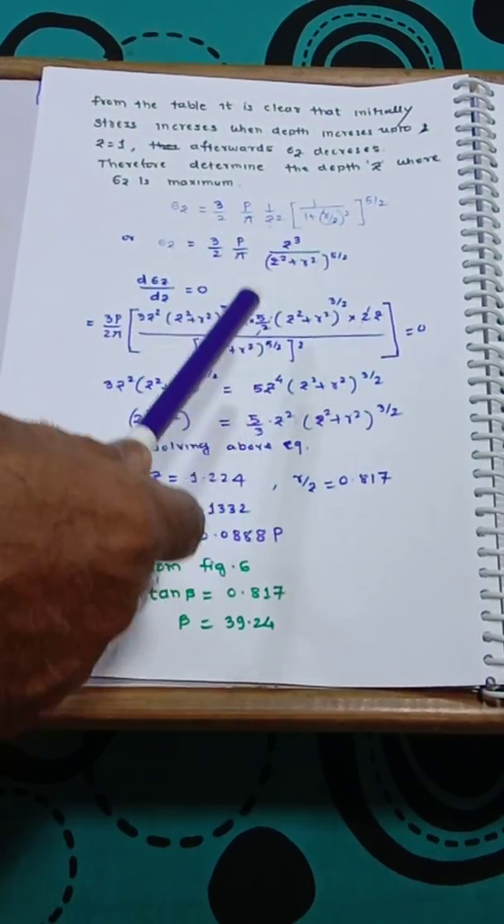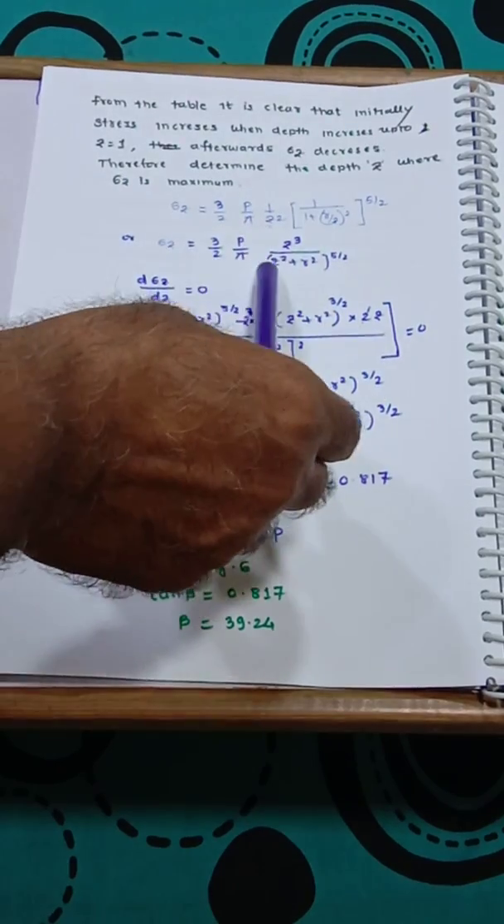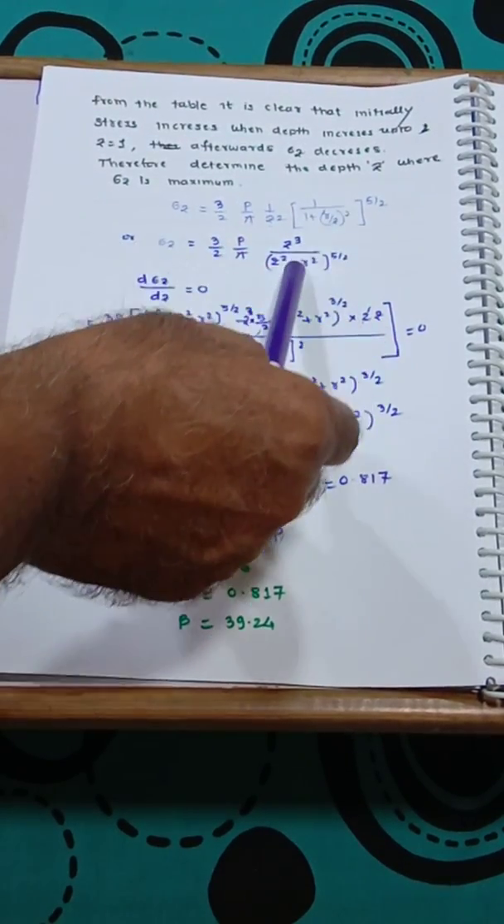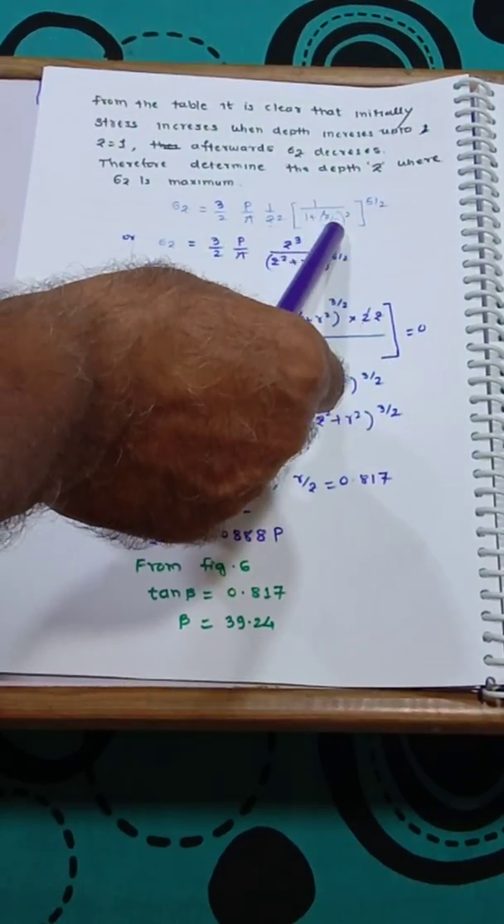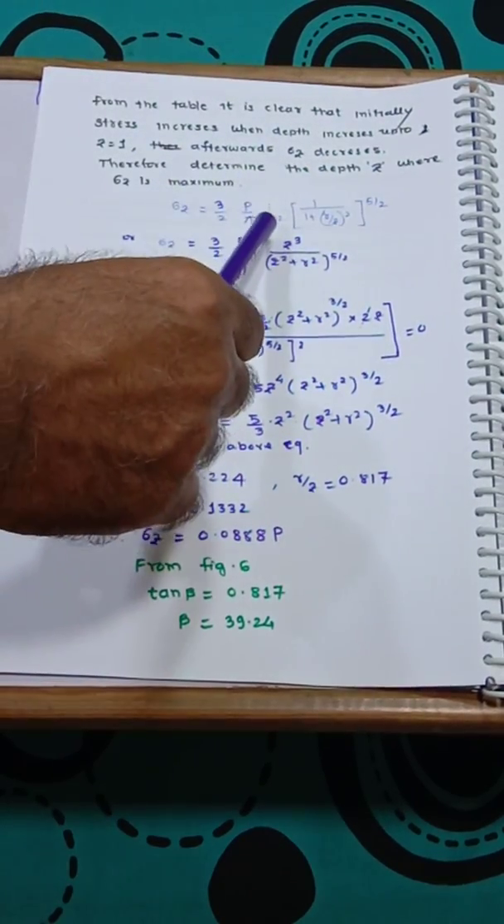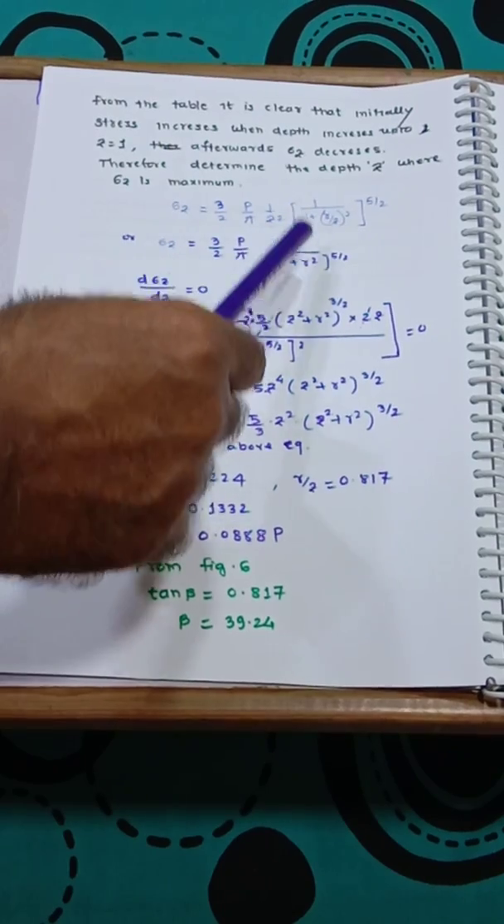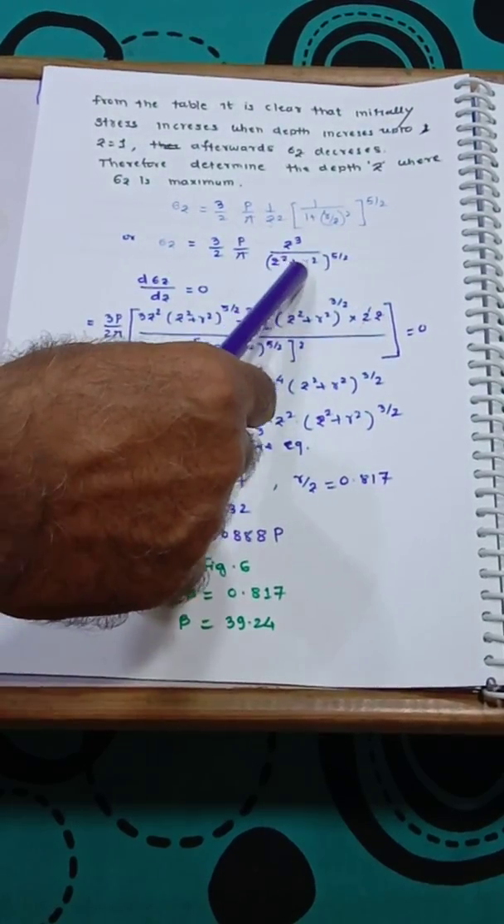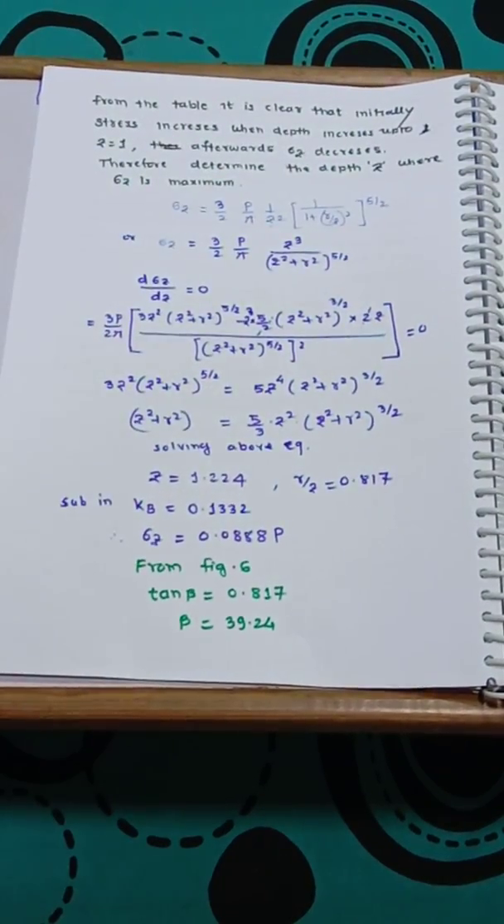So this is the basic expression. Now I simplified this term. I took this Z in the numerator and combined it with this Z square, so it becomes Z cube plus R square, which is simpler for further analysis.